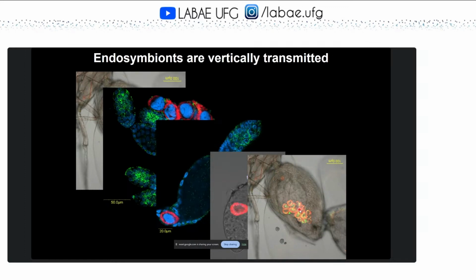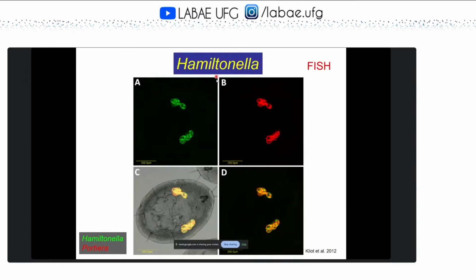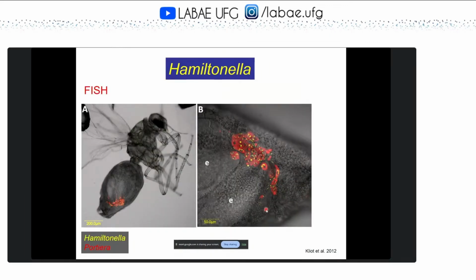As I said, Hamiltonella is a secondary symbiont. As you can see, Hamiltonella here is in green. The primary symbiont Portiera is in red, and you can see that it is strictly co-localizing in the bacteriosome. And you can see nicely, if you look very closely, that Hamiltonella and Portiera don't occupy the same niche inside the bacteriosome. They have different areas where they are found inside this bacteriosome cell. This is another localization of Hamiltonella, and you can see very nicely how they localize inside, but they don't localize in the same areas. This is a localization in the abdomen of an adult female. You can see even the eggs here around.